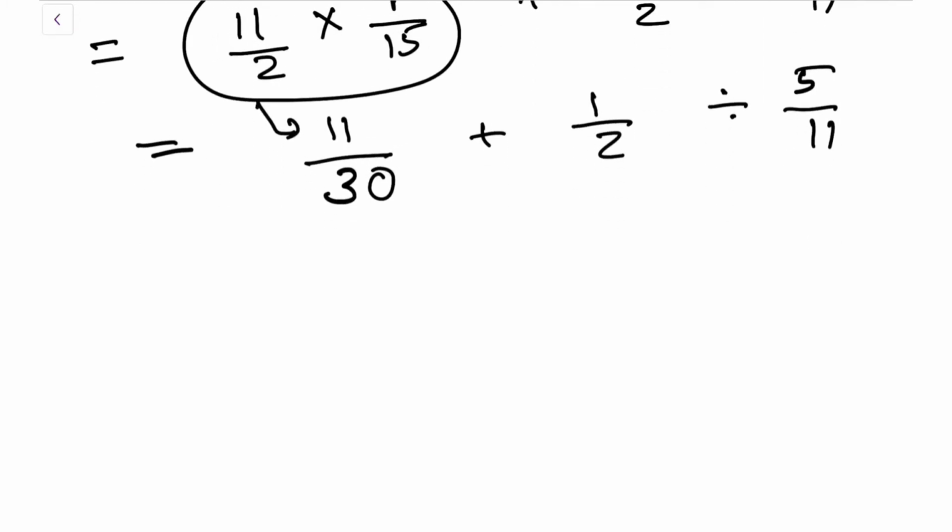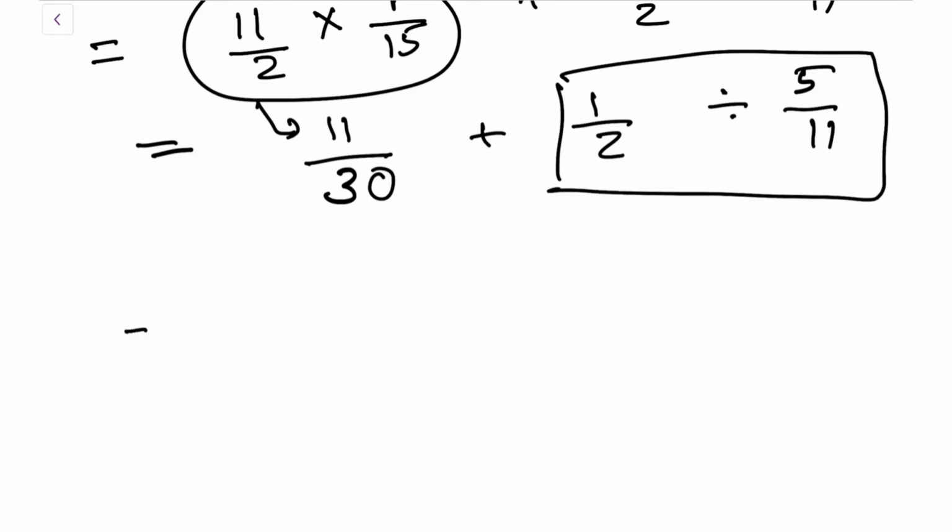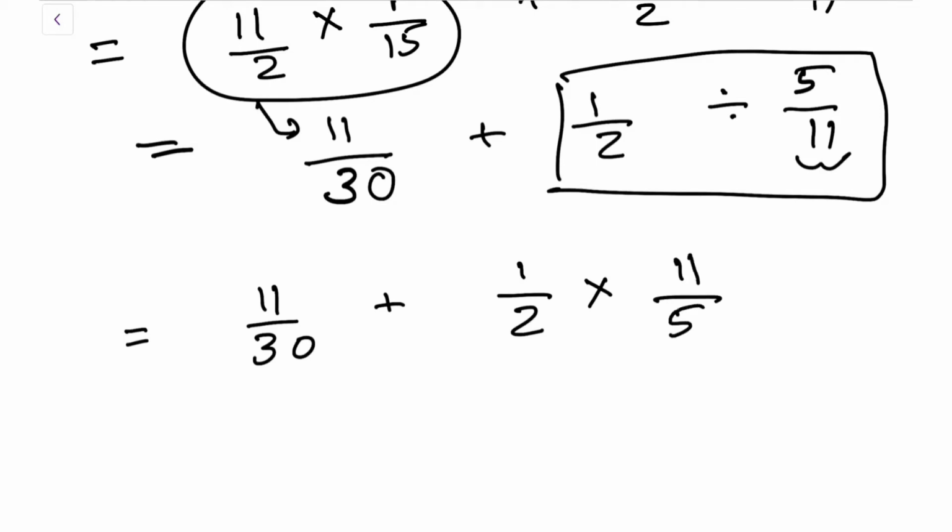Alright, so we are done with B and we are done with O. What's the next thing we have to do? D, division. That's right. So let's solve division. That is this part. Okay, 11 by 30 plus, how do we do division? 1 by 2, change the division into multiplication and take the reciprocal of 5 by 11, that is 11 by 5. That becomes 11 by 30 plus 11 by 10.